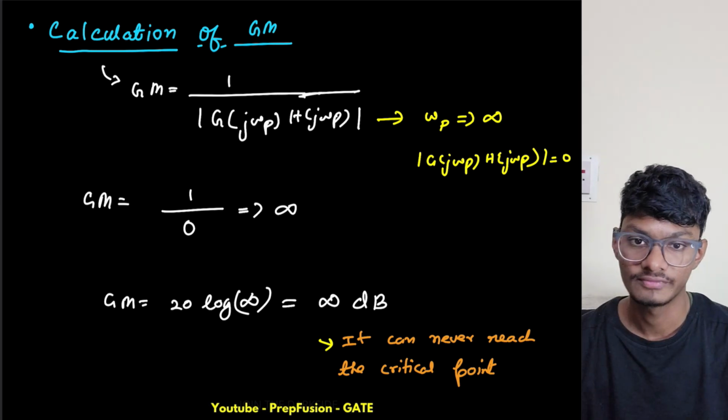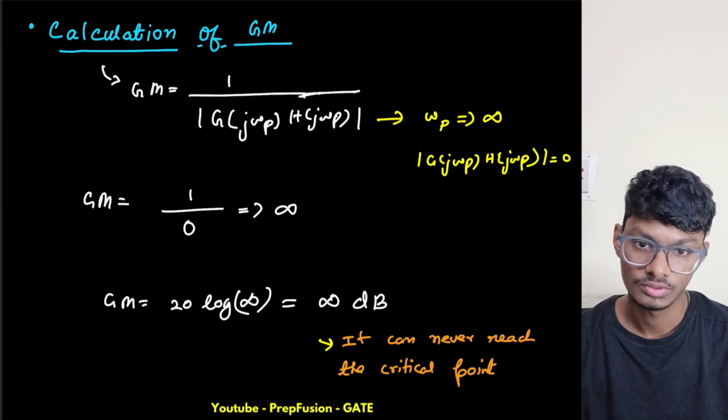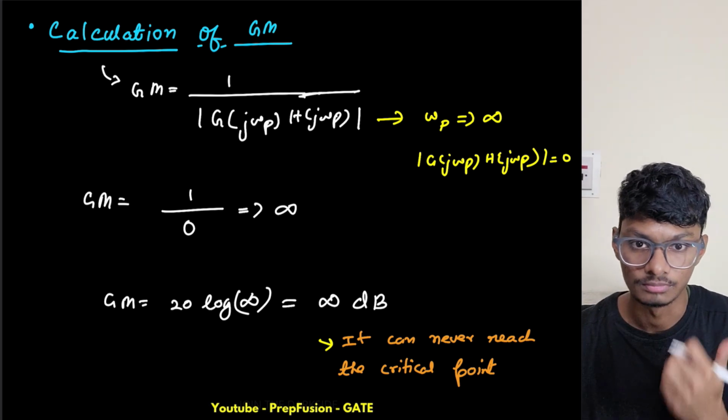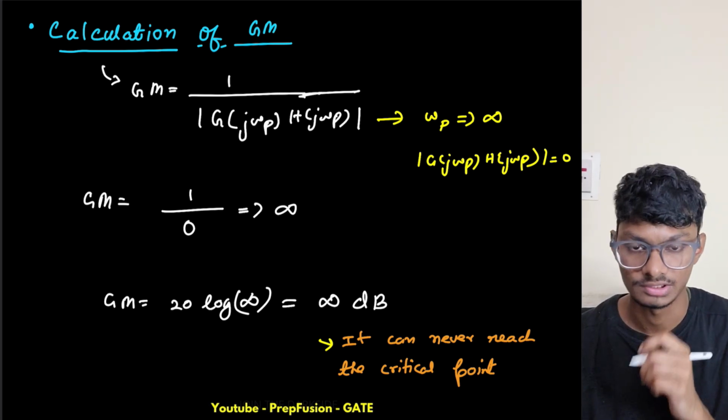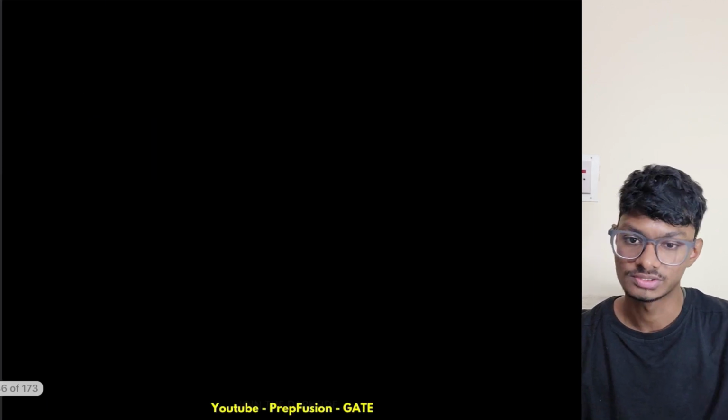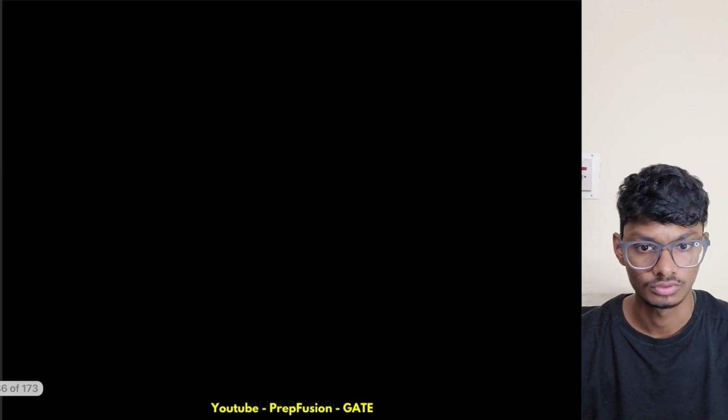Okay, this can never reach the critical point basically. This is what my gain margin is. Because my gain at the phase of -180 degrees, when the angle is -180 degrees, it is 0. That's why. So yeah, this was it for this question. Now let's go to the next question.